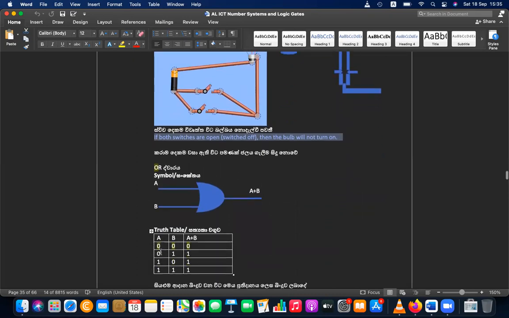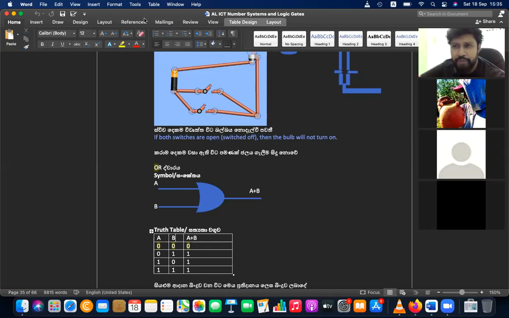So here, if both switches are open or switched off, the bulb will not turn on. So the OR gate specialty is this. You have A input and B input. When you have input A and input B both, if both inputs are 0, then output is 0. That is the specialty of OR gate. Both are 0, then output is 0 always. Otherwise, it's 1.